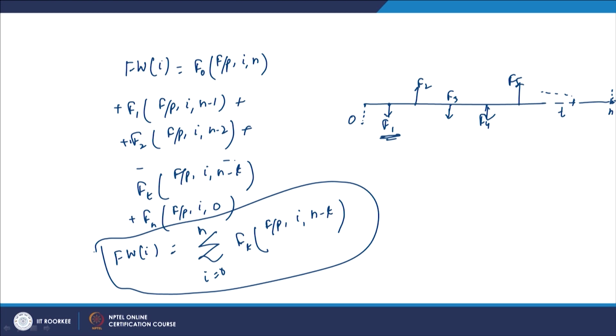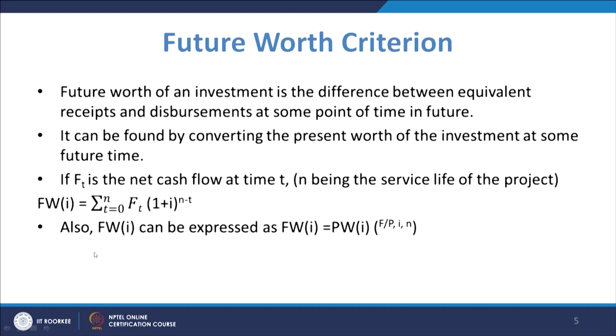and this is known as the future worth criterion for finding these equivalent future values, and then deciding which one is the better alternative. Now what we know so far is that we have three methods of comparison. One is the present worth method of comparison, PWi. Then you have the annual equivalent method of comparison, AEi, and you have the future worth comparison, FWi.